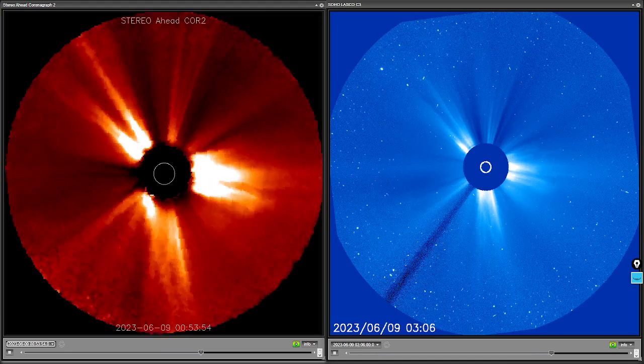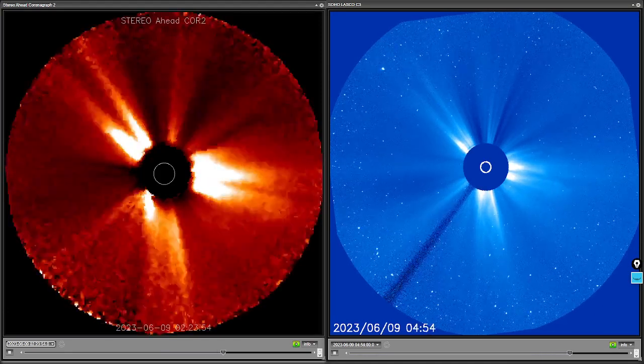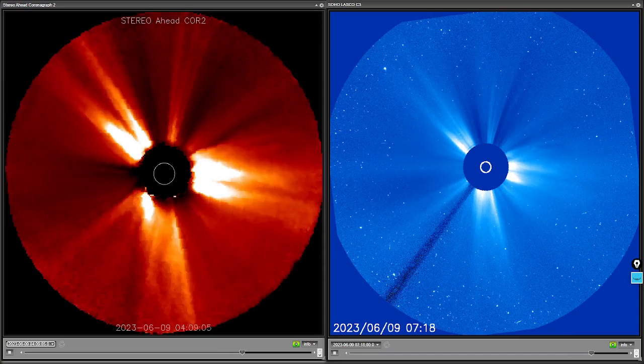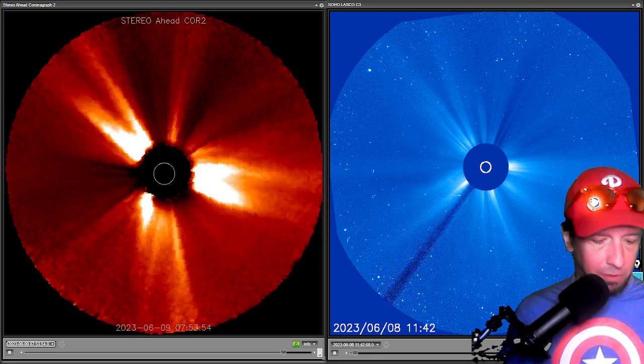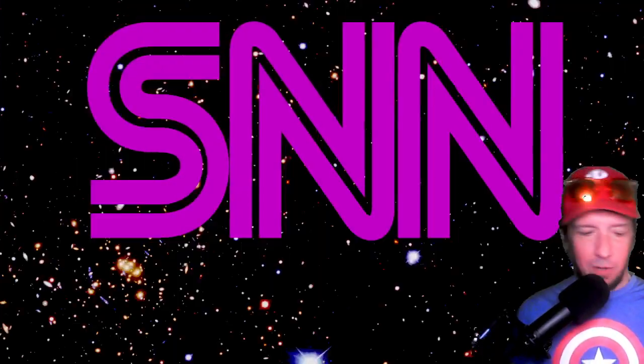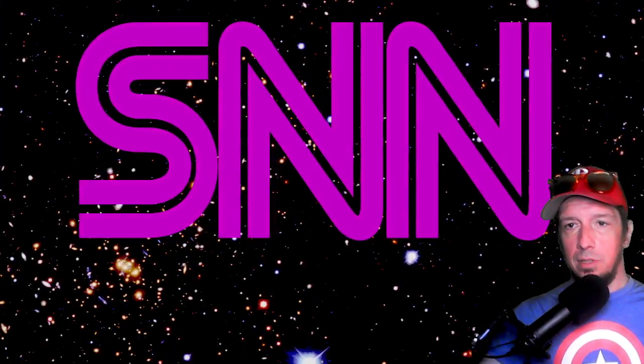So there's STEREO A on the left and SOHO LASCO C3 on the right. I don't believe any of those CMEs are earthly directed. If you think I'm incorrect, let us know in the comments.